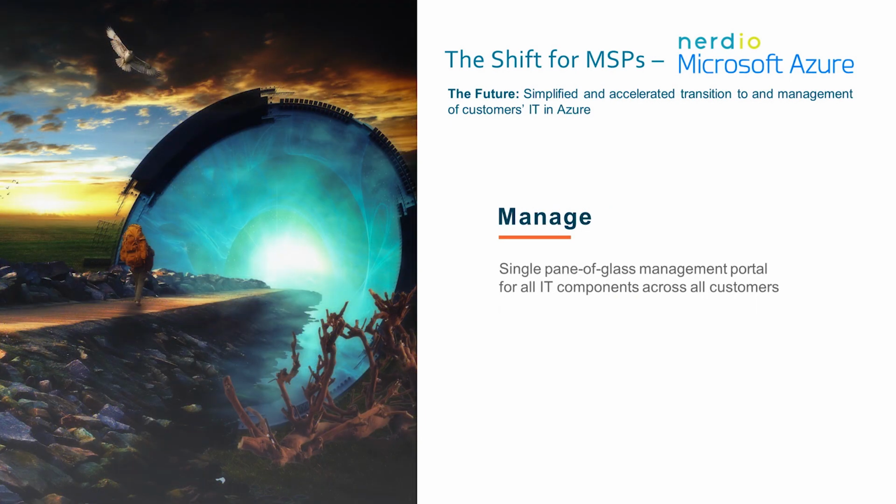The third component is the single-pane-of-glass management portal that allows our partners to manage their customers' IT environments all from one place in a multi-tenanted management platform across all of the IT functionality that an end customer would utilize. Everything from users and groups and servers and networking, VPNs, backup, DR, really all aspects of the IT environment can be managed from a single place across all customers.